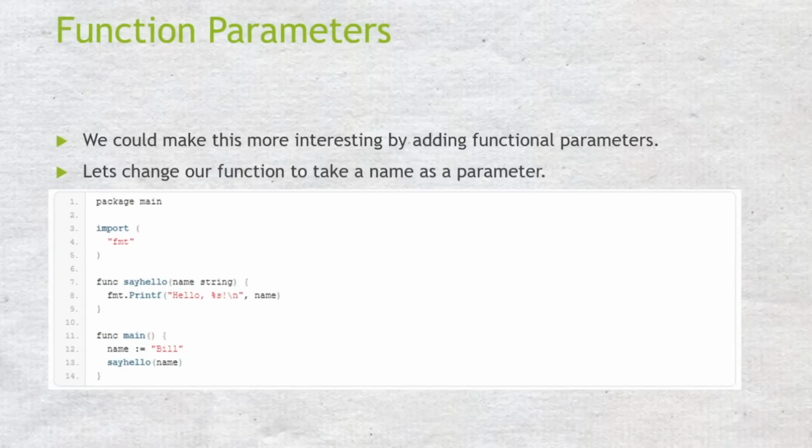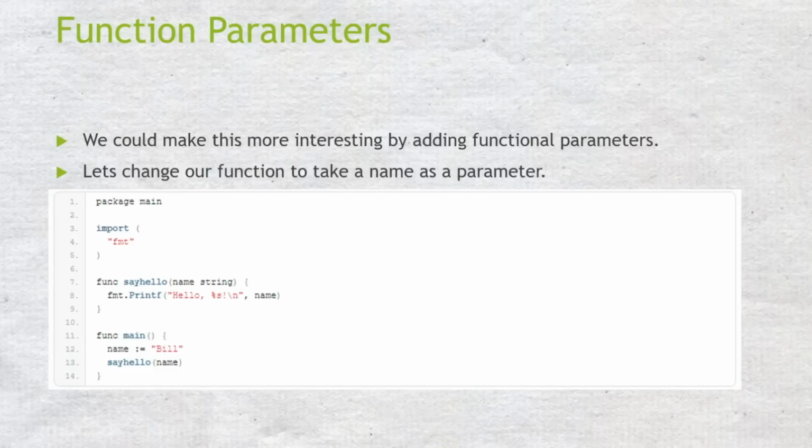Function parameters. We could make this more interesting by adding function parameters. Let's change our function to take a name as a parameter. Here, in our function declaration of sayHello, inside the parentheses we have name and string. Our name value is a string variable declaration.